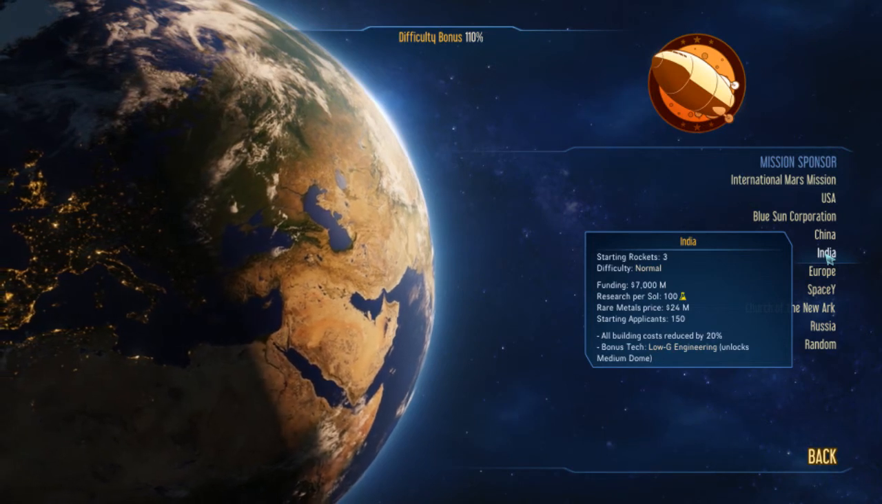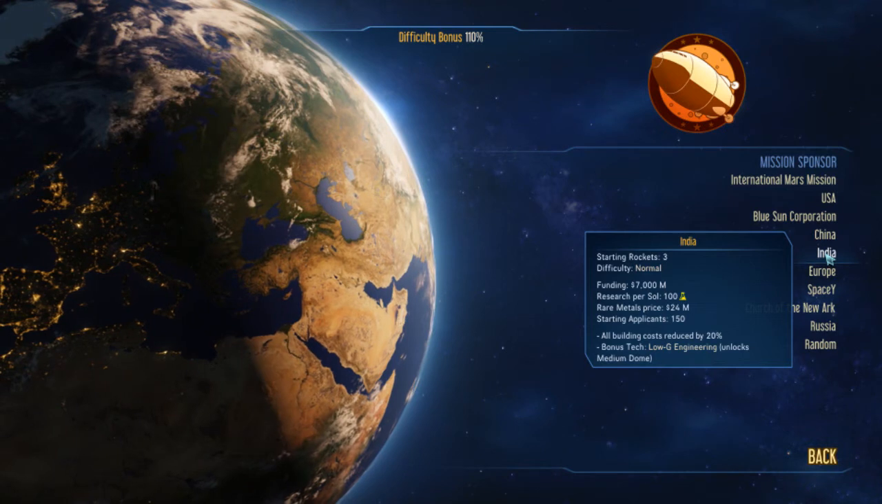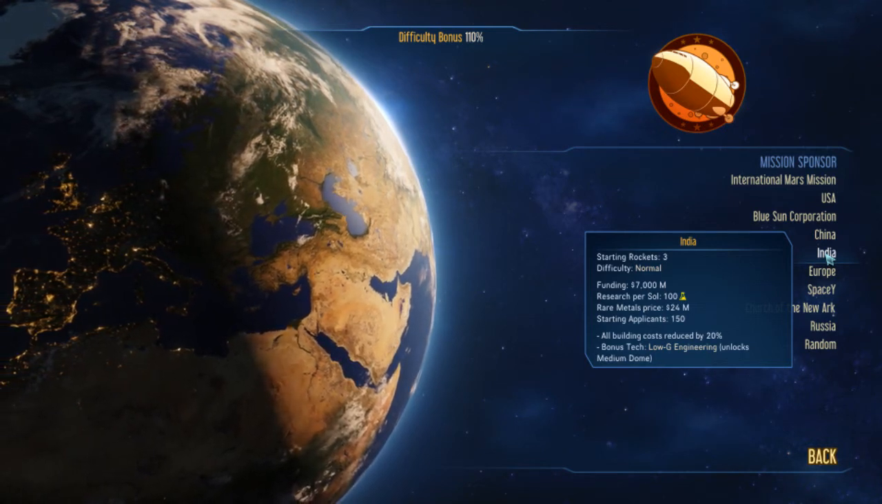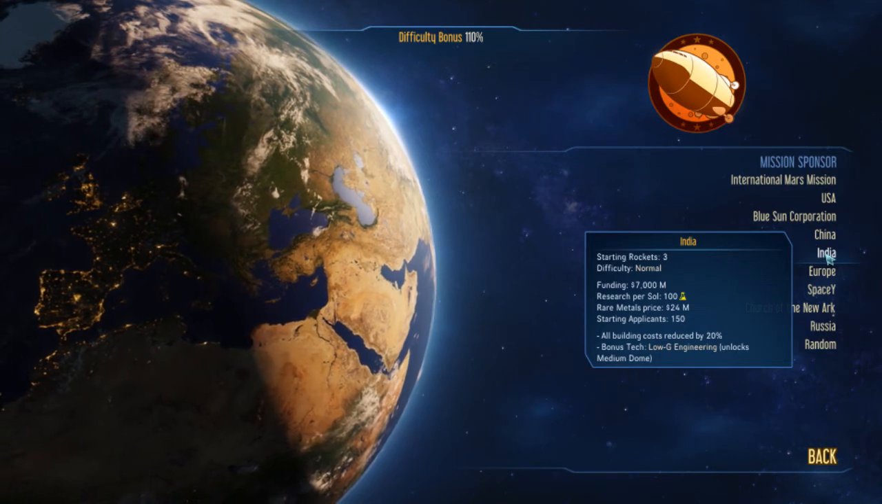They start off with all buildings cost reduced by 20%, which is a really interesting bonus there. It means that they're going to be able to spam out buildings into the game a little bit more cheaply.